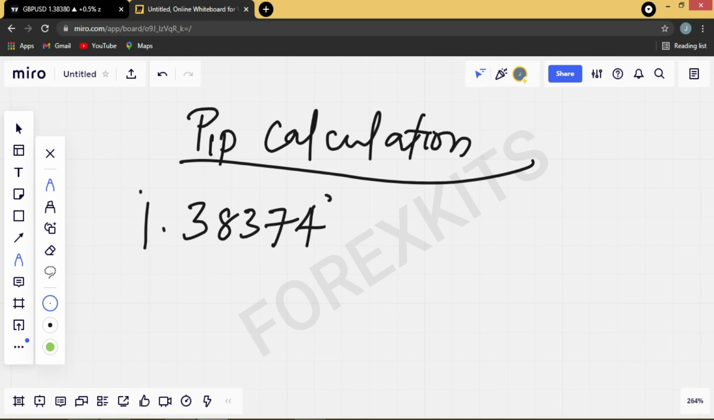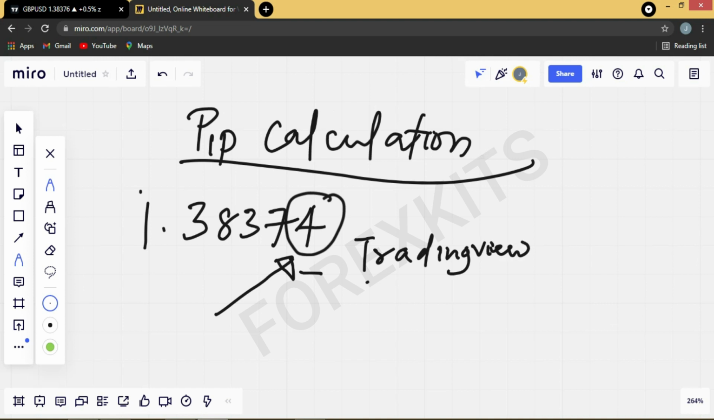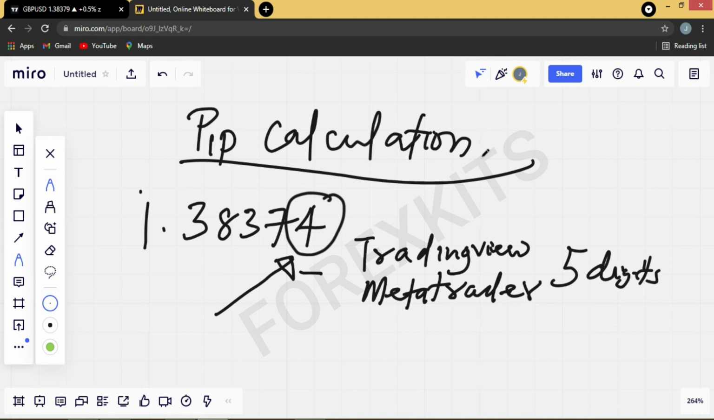The reason I included this fifth decimal point is that most trading platforms or charting software will show it to you. An example is TradingView, which we just came from. TradingView will show it in 5 digits, and your MetaTrader 4 as well will show your price quotations or exchange rates in 5 digits. But you need to understand that the last digit here is a pipette, and it's the smaller unit of the pip.